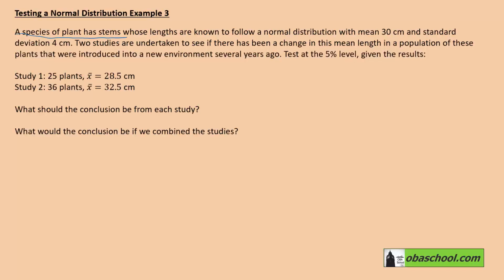A species of plant has stems whose lengths are known to follow a normal distribution with a mean of 30 centimeters and a standard deviation of 4 centimeters. So in other words, X is a normal with 30 and 4 squared.